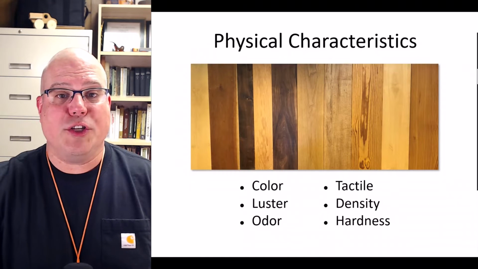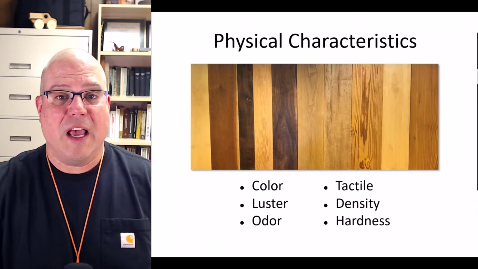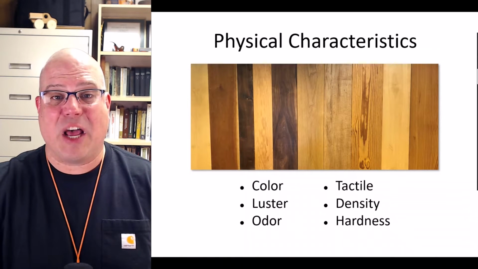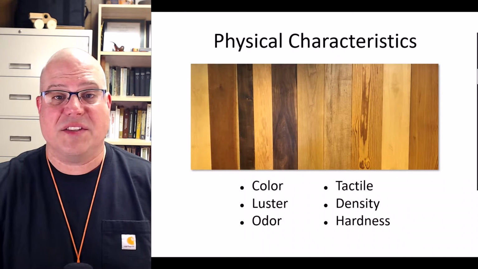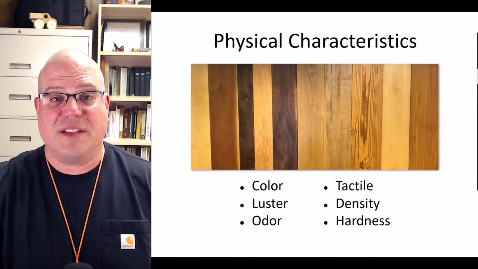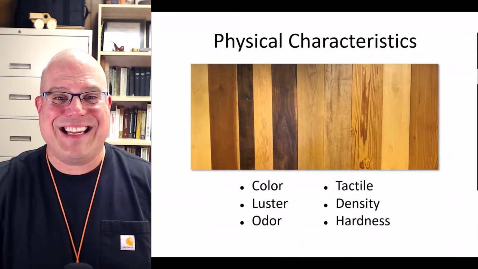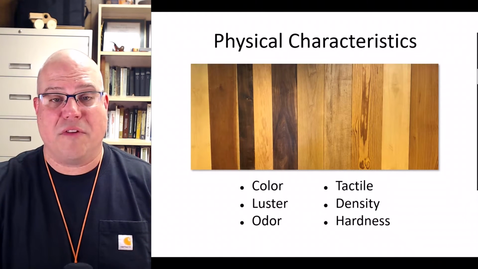Broadly speaking, there are two kinds of things we consider when performing a macroscopic hardwood identification: physical characteristics and anatomical features. Physical characteristics are things we can detect with our senses of sight, smell, and touch. They include color, luster, that is the shininess or dullness of the wood, odor, tactile characteristics, how it feels to the touch, density, how heavy it is, and hardness, how tough it is to scratch with your fingernail.